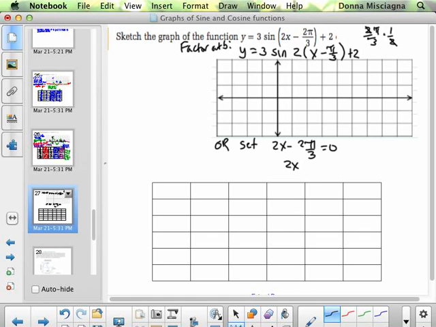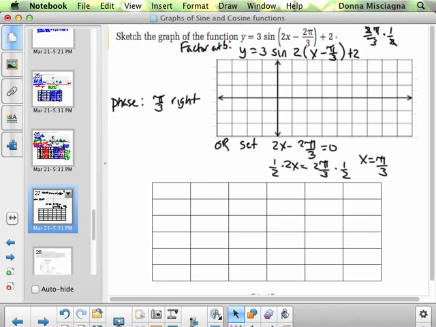So 2x, I just add 2 pi thirds. And then I would divide by 2, or better, multiply by half. And we'd have x equals pi thirds. Either way, our phase shift is pi thirds to the right. I'll put it over here. Phase shift is pi thirds right. So I just chose to find that first just to show you the 2 different ways that you could find that. Let's identify the amplitude, one of the easiest things, and that's just the coefficient on sine.